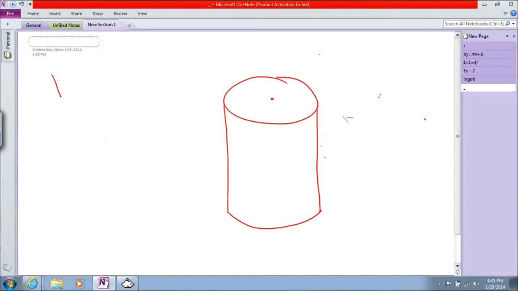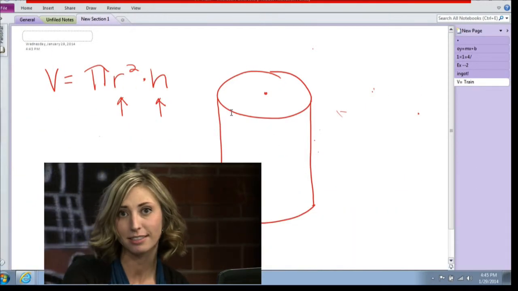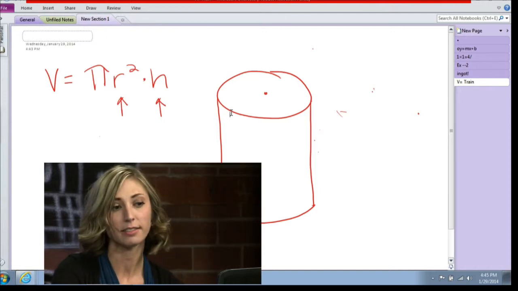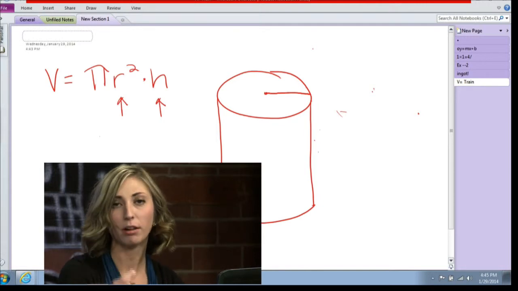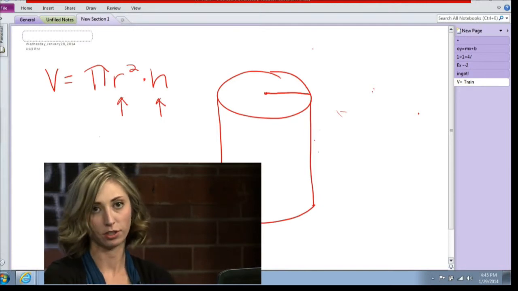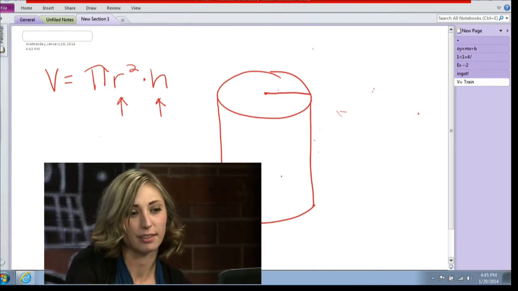So the formula to find the volume of a cylinder is pi times the radius squared times the height. So when you have a cylinder, these are your two variables, and you need to know those two things. You need to know your radius, or be able to figure out your radius, and you need to know your height. So the radius is the distance from the middle of the circle on one of your surfaces to the edge.